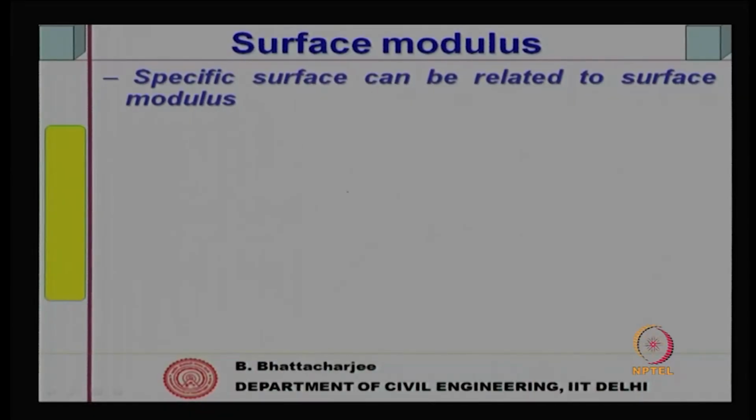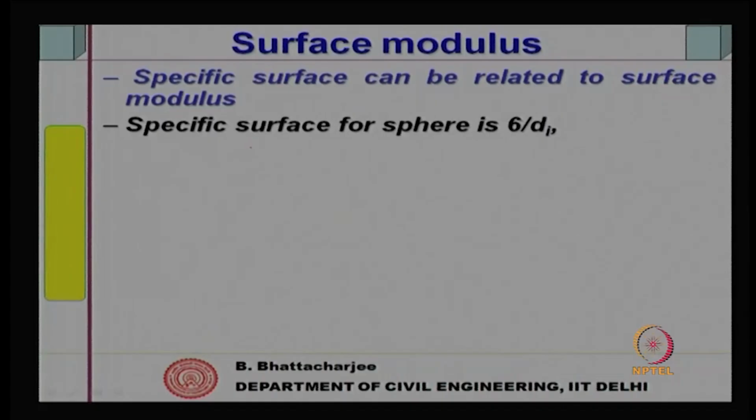to represent, because it is essentially used for comparing two aggregates, which is finer and which is less fine. And this is used in mix design, because you can designate a particular graded aggregate according to its fineness modulus. Similarly, there is another index called surface modulus. Specific surface can be related to surface modulus.